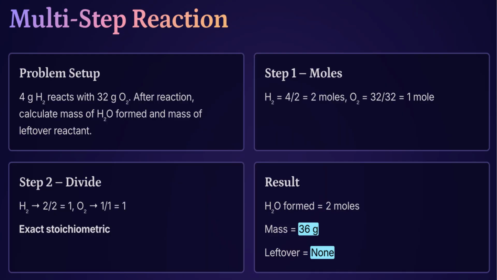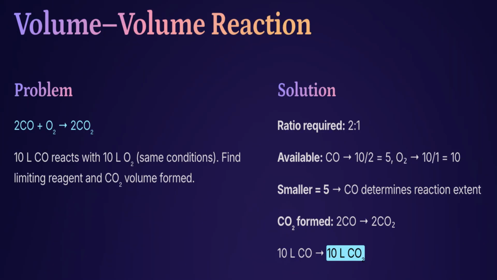This multi-step reaction problem involves calculating the mass of water formed and the mass of leftover reactant. The steps show it is an exact stoichiometric mixture, resulting in 36 grams of H2O formed and no leftover reactant. For volume-volume reactions, the limiting reagent concept applies to volumes under the same conditions, because gases at same temperature and pressure follow mole ratio. Here, carbon monoxide determines the reaction extent, and 10 liters of CO2 are formed.